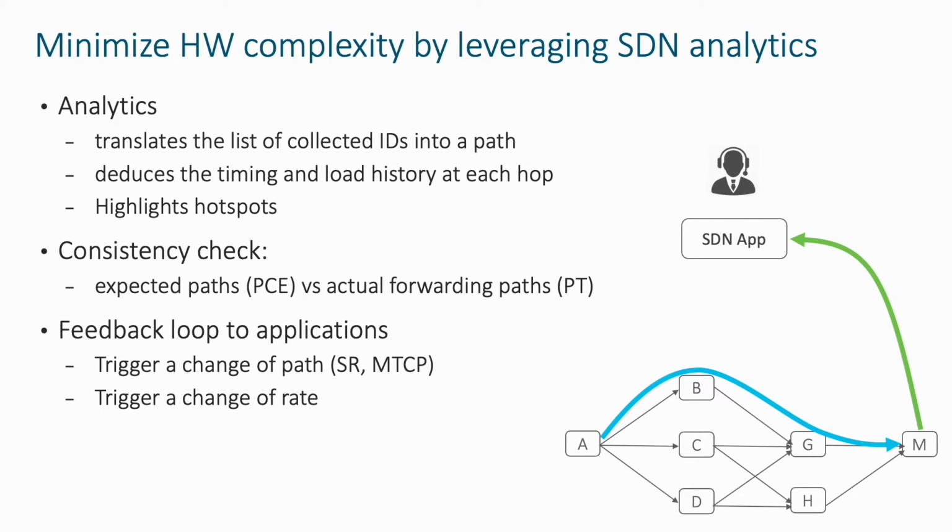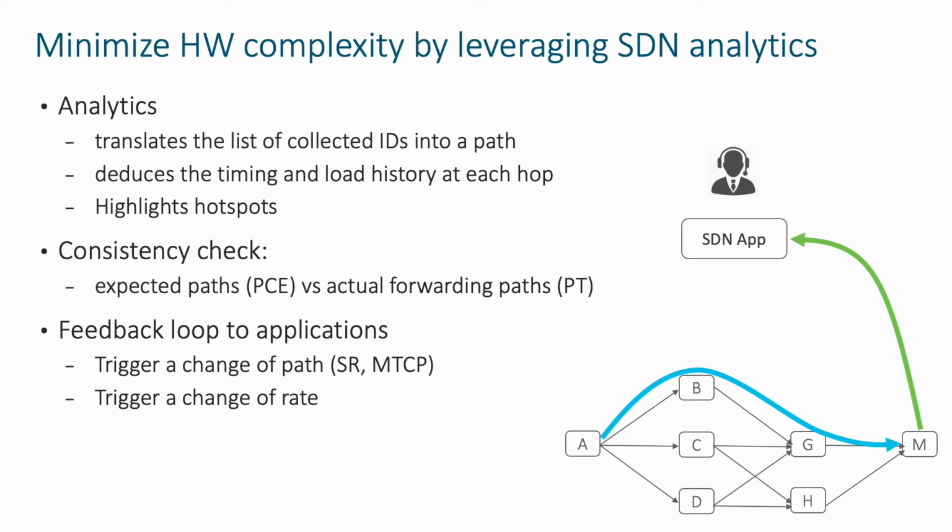Instead, we take a more scalable approach by forwarding the path tracing data to an SDN application. We can forward the probes from node M to the SDN application at line rate using a new simple data plane behavior. And we get a better scaling by leveraging an SDN application running on a compute node. On this SDN application, we are going to do all of the analytics, such as translating the list of collected interface IDs into an actual path, but also deducing the time, the load history at each hop, and we highlight what we consider as hotspots.